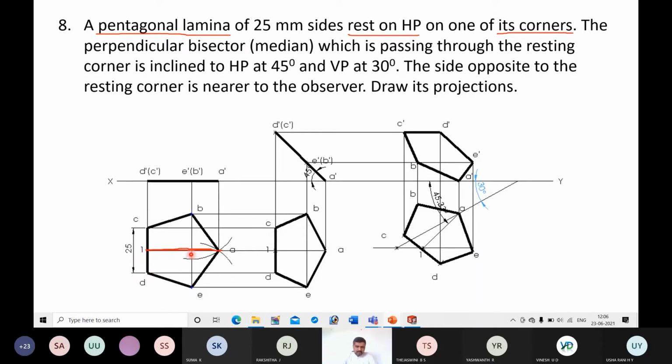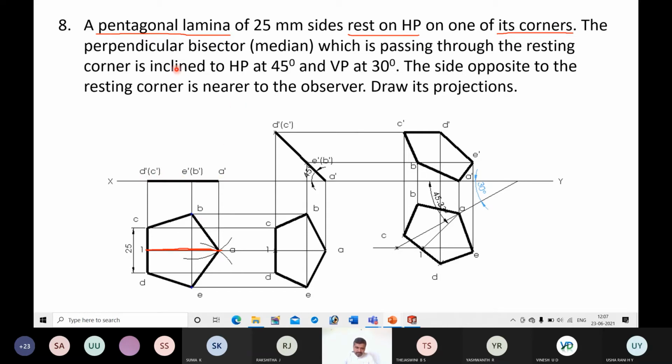Next, A to 1 is the perpendicular bisector. That means when you draw the front view, A dash D dash will also include A to 1. The perpendicular bisector which is passing through the resting corner is inclined to HP at 45 degree. Now A dash D dash also represents A1. For 1 also the projector will be the same. This is part of this front view.